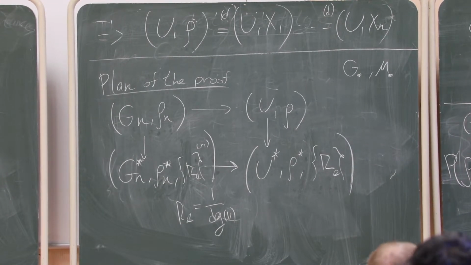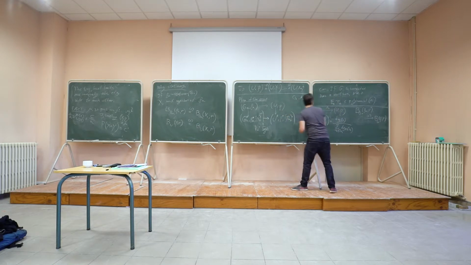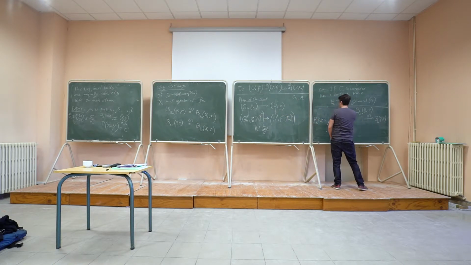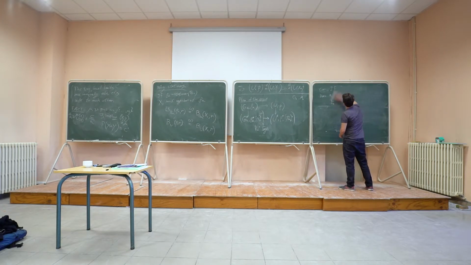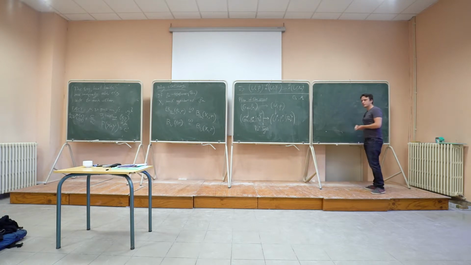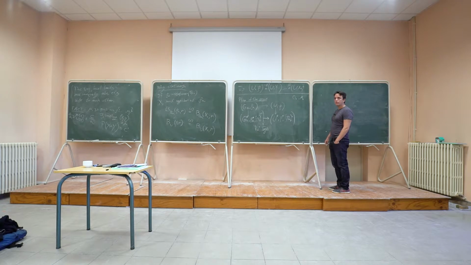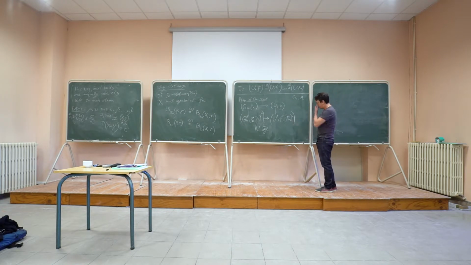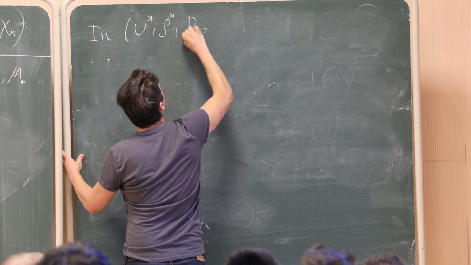All right? So this sounds convincing. So now we have to ask ourselves, and this is the main point, why is this thing recurrent? What is the sketch? So we have U star, rho star, R_E.